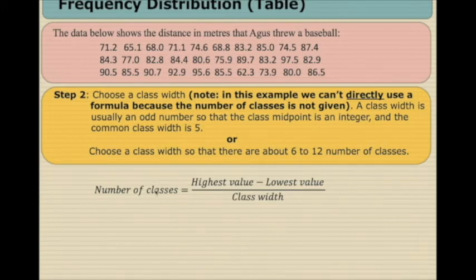And you can see in this question, we don't know the number of classes, we don't know the class width. So we need to guess the class width. A class width is usually an odd number, because with an odd number we can choose the middle of a class. That's the reason. And the common class width is 5. Or you can choose a class width so that there are about 6 to 12 classes inclusive.